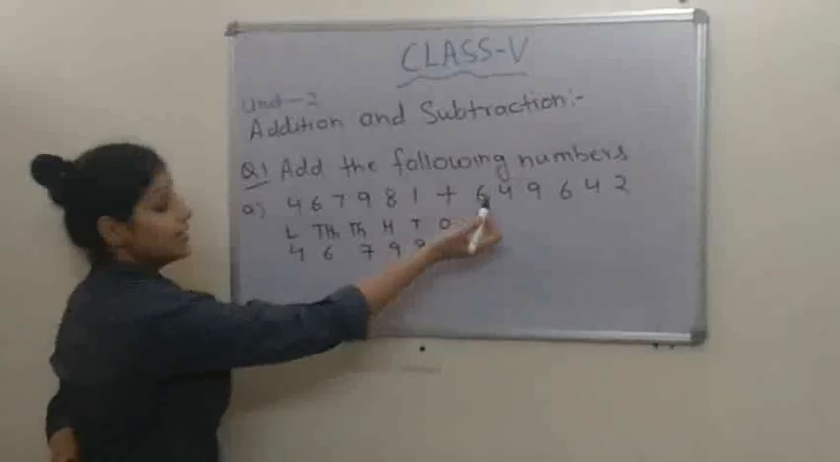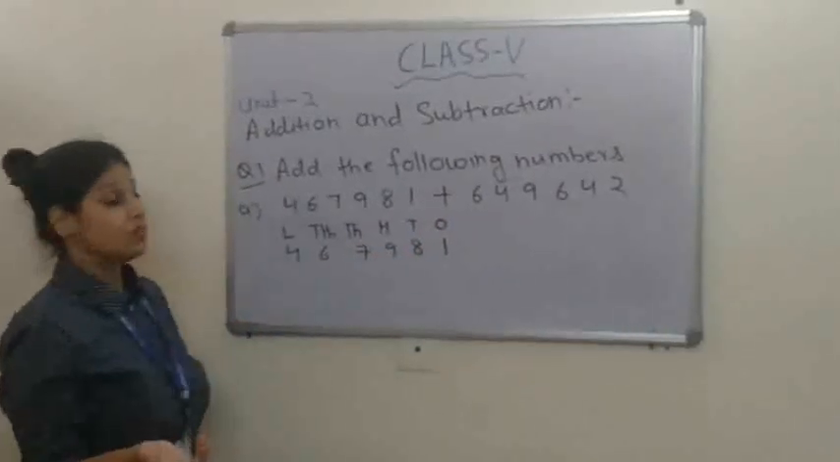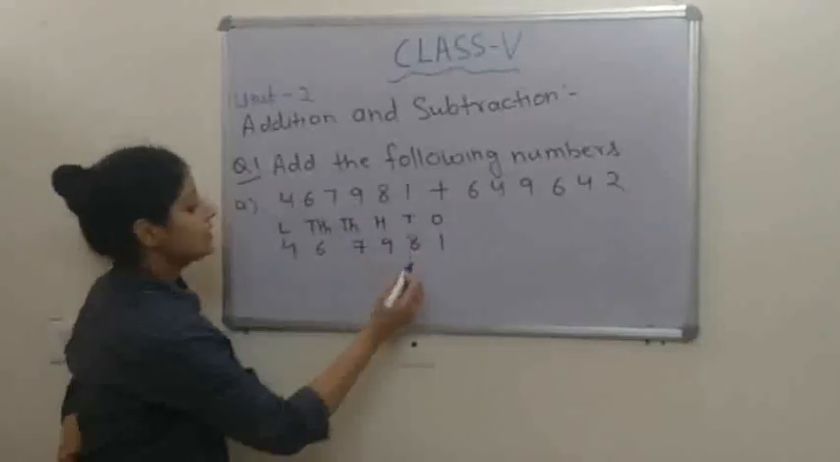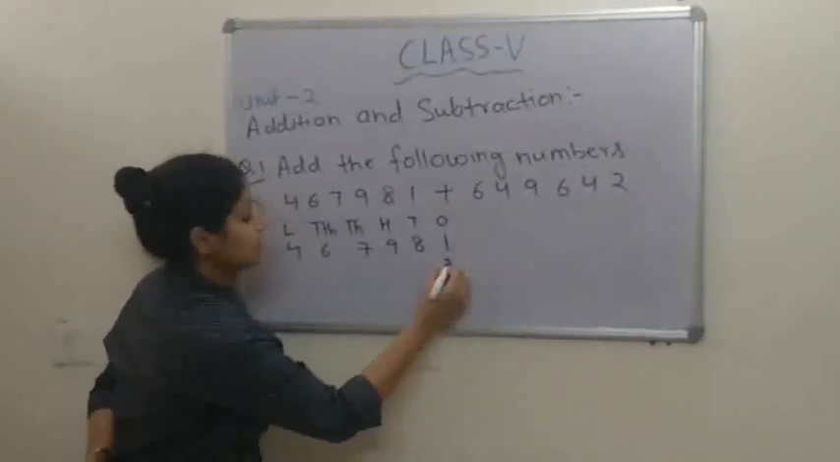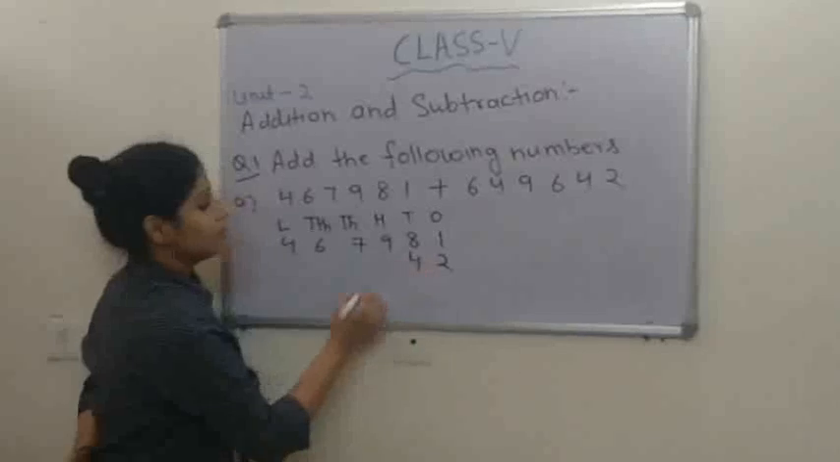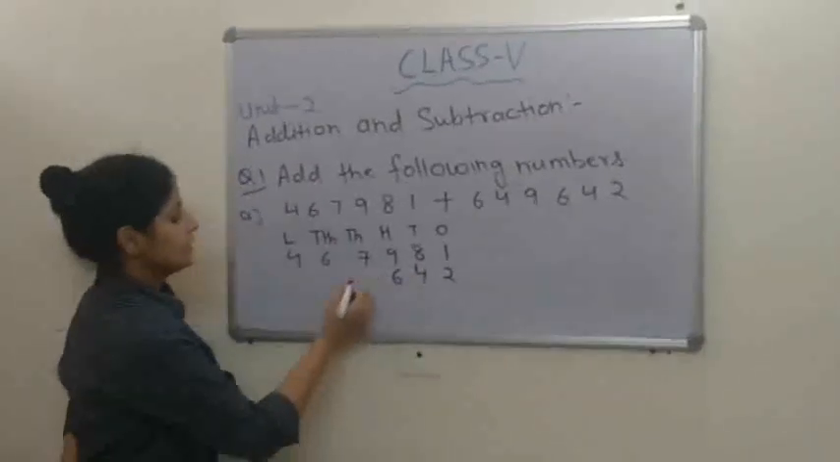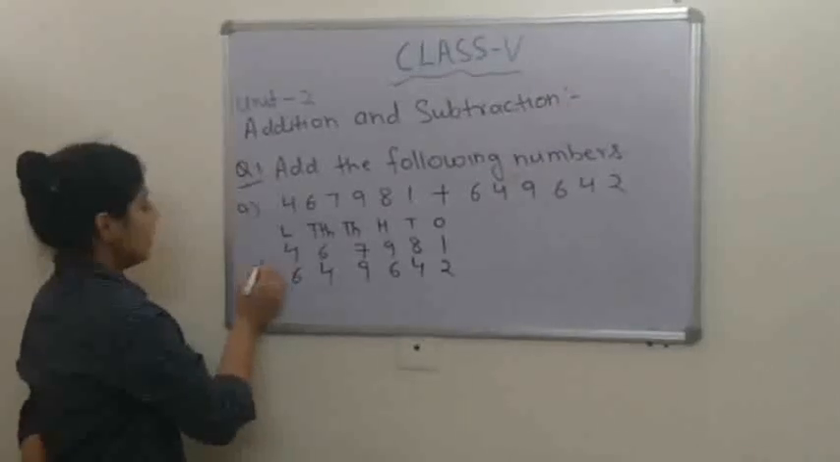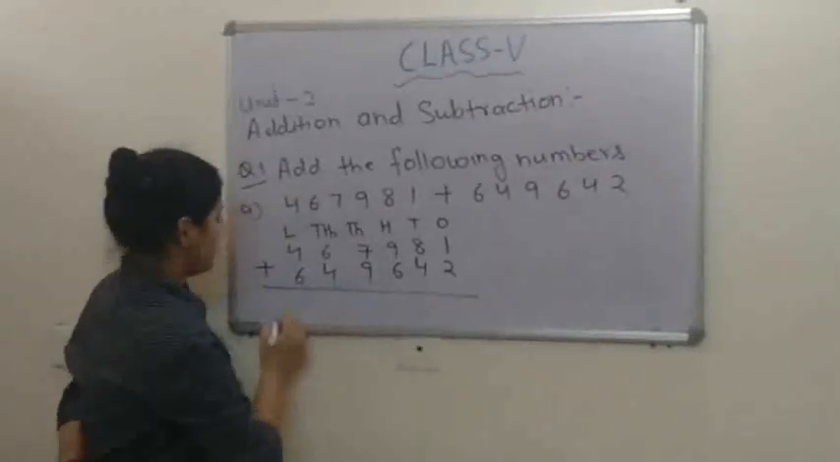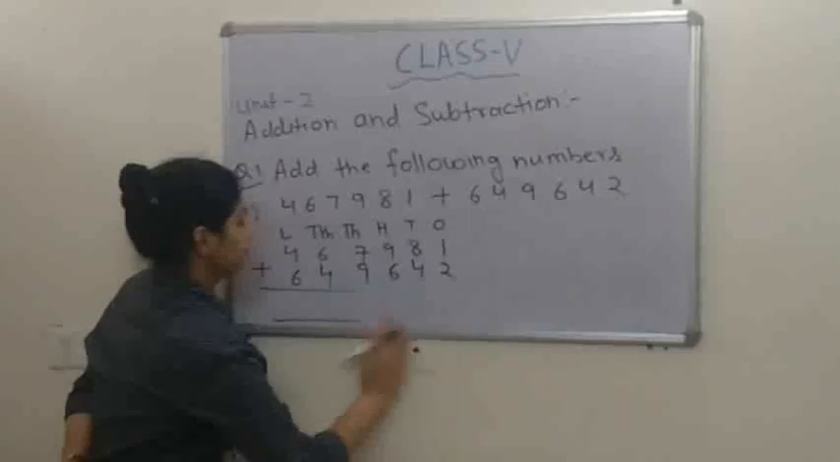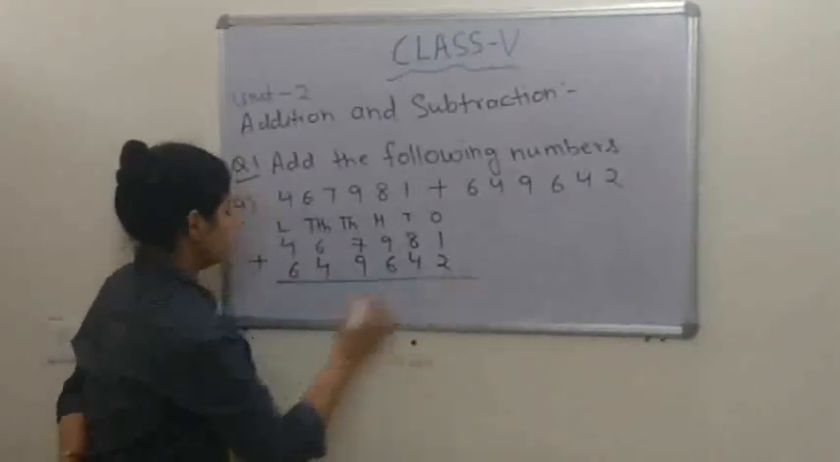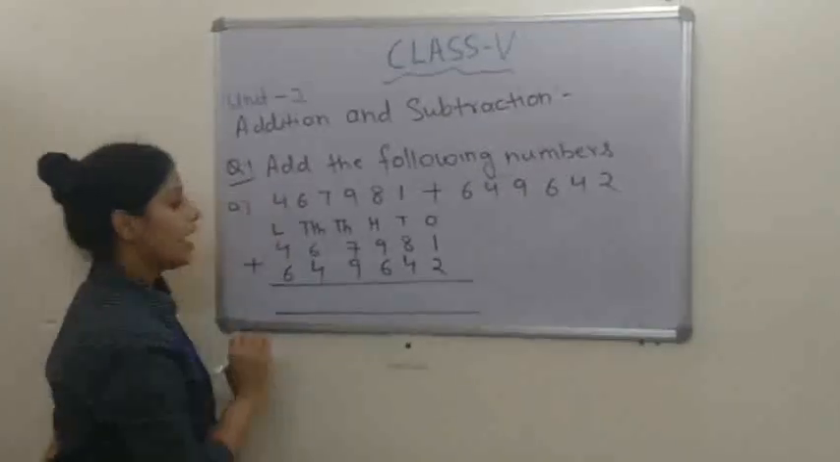Let's go to the other addend and place it in the same way, from right side to left side. Our first digit in the second addend is 2, then 4, 6, 9, 4, 6. Now we have placed our addends, and now we are going to add them.